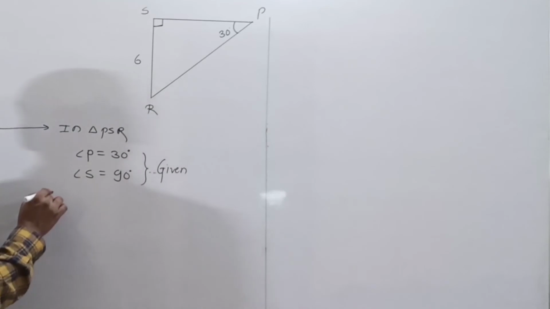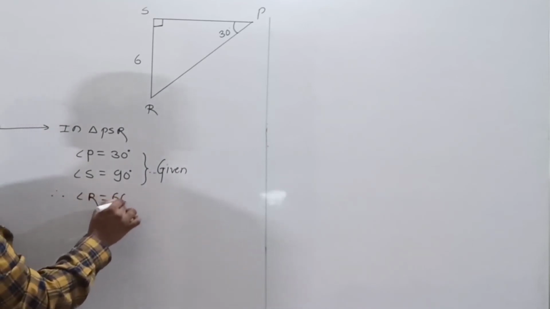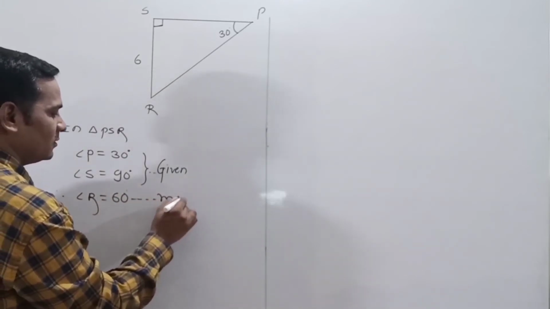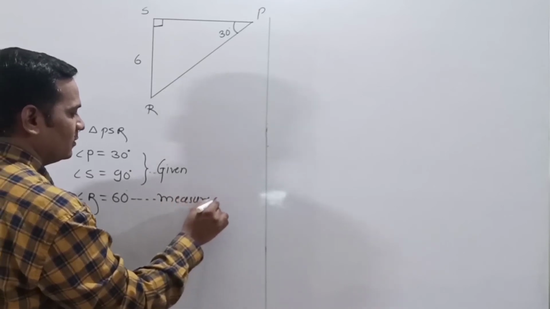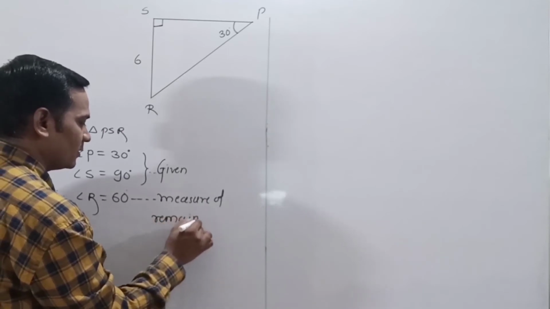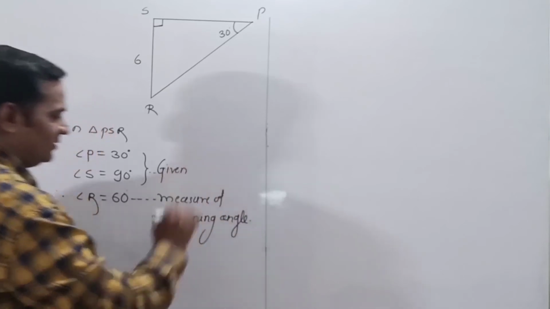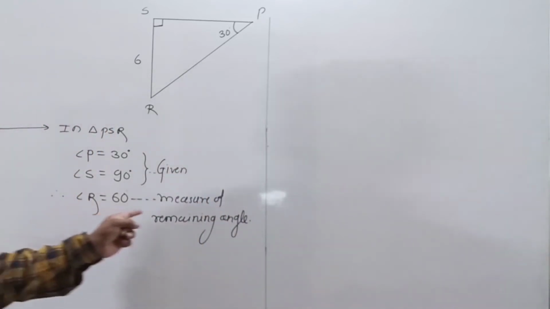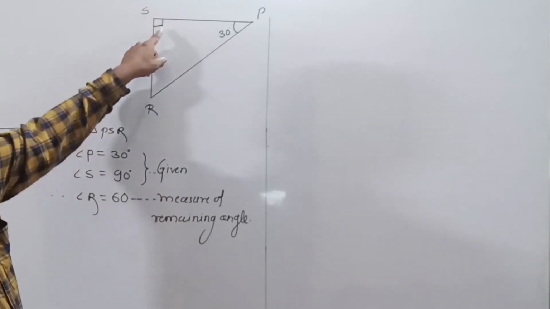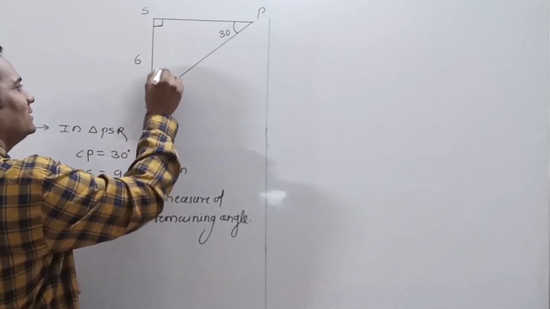Okay. Therefore, we can say that angle R is equal to 60 degrees, and that reason is very important. Measure of remaining angle. Look at this. We know by the angle sum property that the sum of all these three will be 180 degrees. If this one is 90, this one is 30. So obviously this angle R will be 60 degrees.